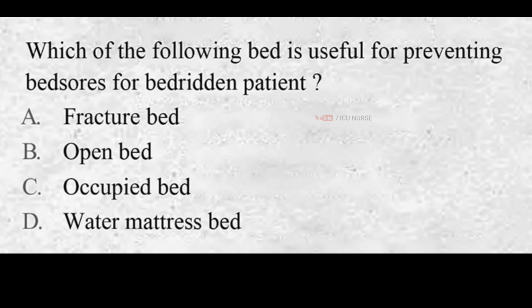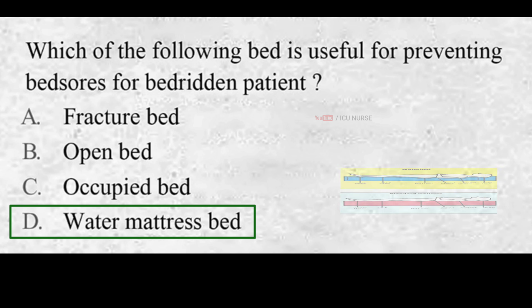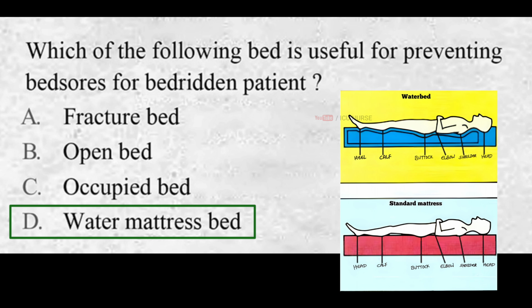Which of the following bed is useful for preventing bed sores for bedridden patient? A. Fracture bed, B. Open bed, C. Occupied bed, D. Water mattress bed. And the correct answer is D. Water mattress bed. Water mattress beds are excellent in the prevention of bed sores. When a patient is bedridden for an extended period, a water mattress bed is often used to prevent bed sores. Water displacement causes a state of weightlessness, thus reducing pressure on the skin.